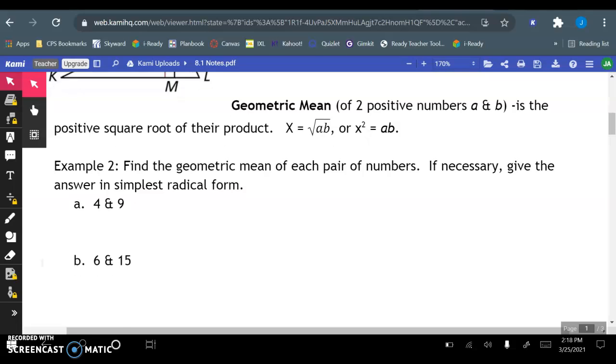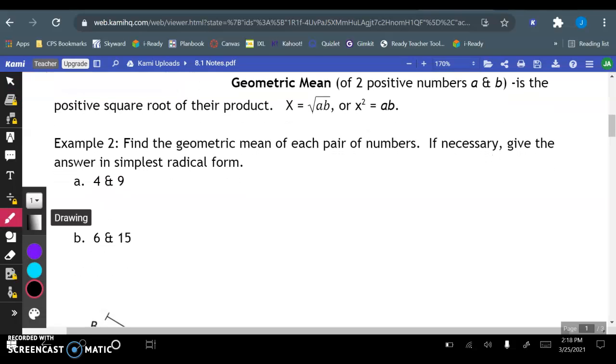So for example 2, we have to multiply the two numbers together. So 4 times 9 is 36. And then we have to take the square root of that, which is 6. So it's just the positive answer. And then we have to do 6 times 15, which would be 90, and take the square root of that. Now this one is not a perfect square, so we have to break it down. We have to simplify it.